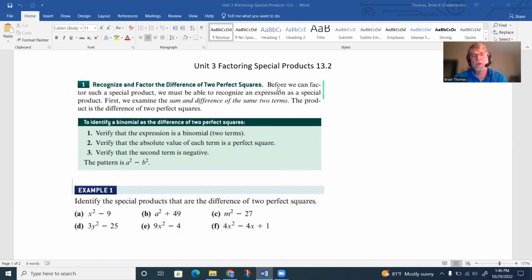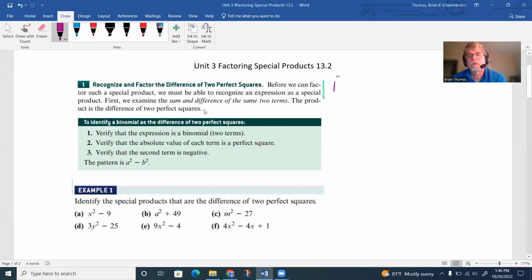Remember, square means this power of two concept. Before we can factor such a special product, we must be able to recognize an expression as a special product. First, we have to examine a sum and difference of the same two terms. The product is what's called the difference of two squares. First off, as far as squares go, squares are things that are raised to a power of two.